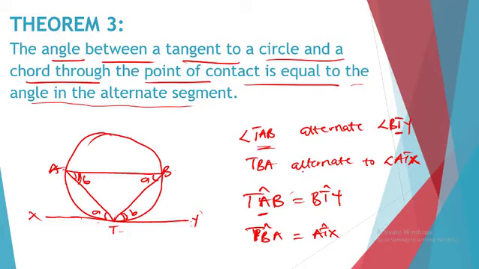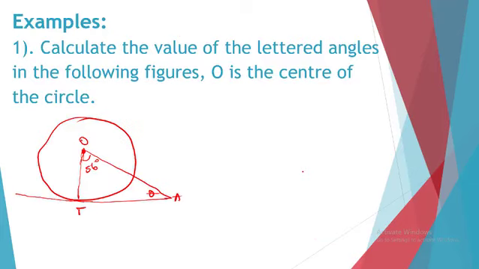Okay, so let us quickly take an example to illustrate these theorems better. Question number 1. Calculate the value of the lettered angles in the following figures. This is the first figure, figure 1. It said O is the center of the circle. We have here, this is the center of the circle. We have here to be 56. Here is theta. This is our A and this is our T. Okay, let us start.